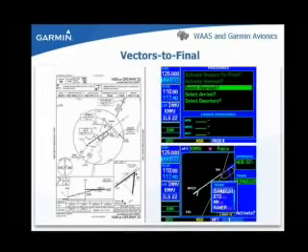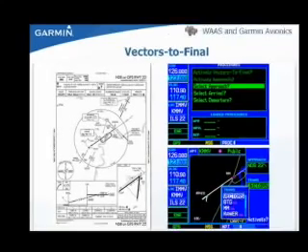Here is one example of an operational difference between classic GNS units and WAAS GNS units you should be aware of. In a typical scenario, air traffic control gives a heading assignment for vectors to final for an instrument approach. In this scenario, we will use a GPS runway 22 approach into McMinnville Municipal Airport at McMinnville, Oregon.